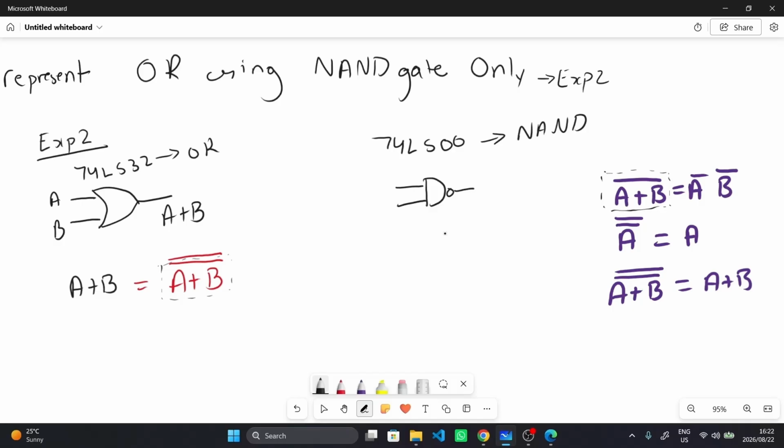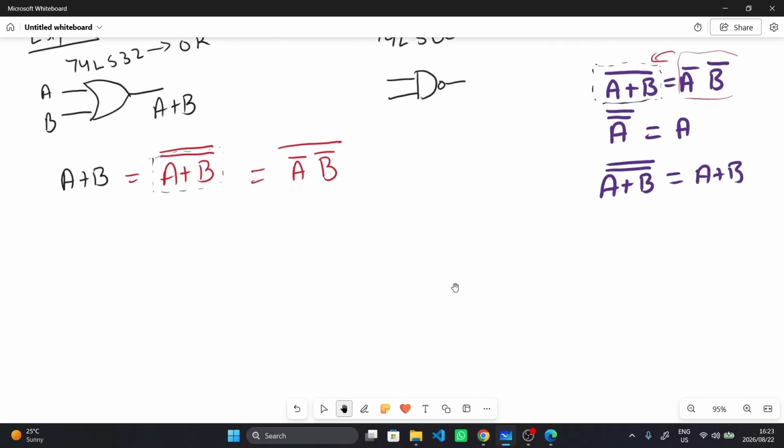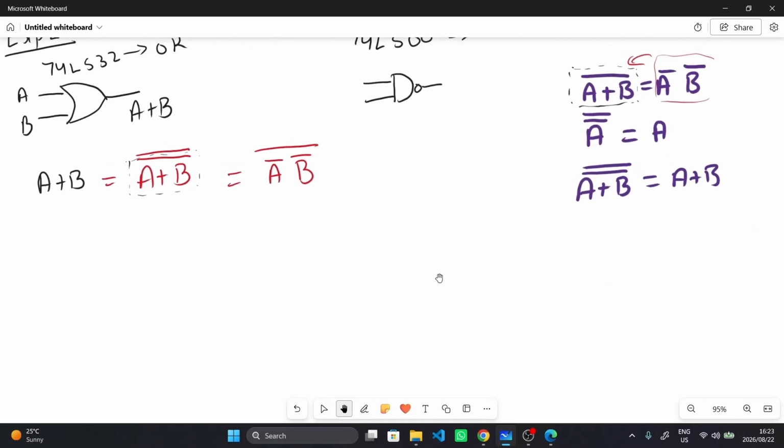Right, so that means we can substitute these two values with this one, right? So we can write A complement times B complement, right? So now we are done. So this is our OR gate using NAND gate only.